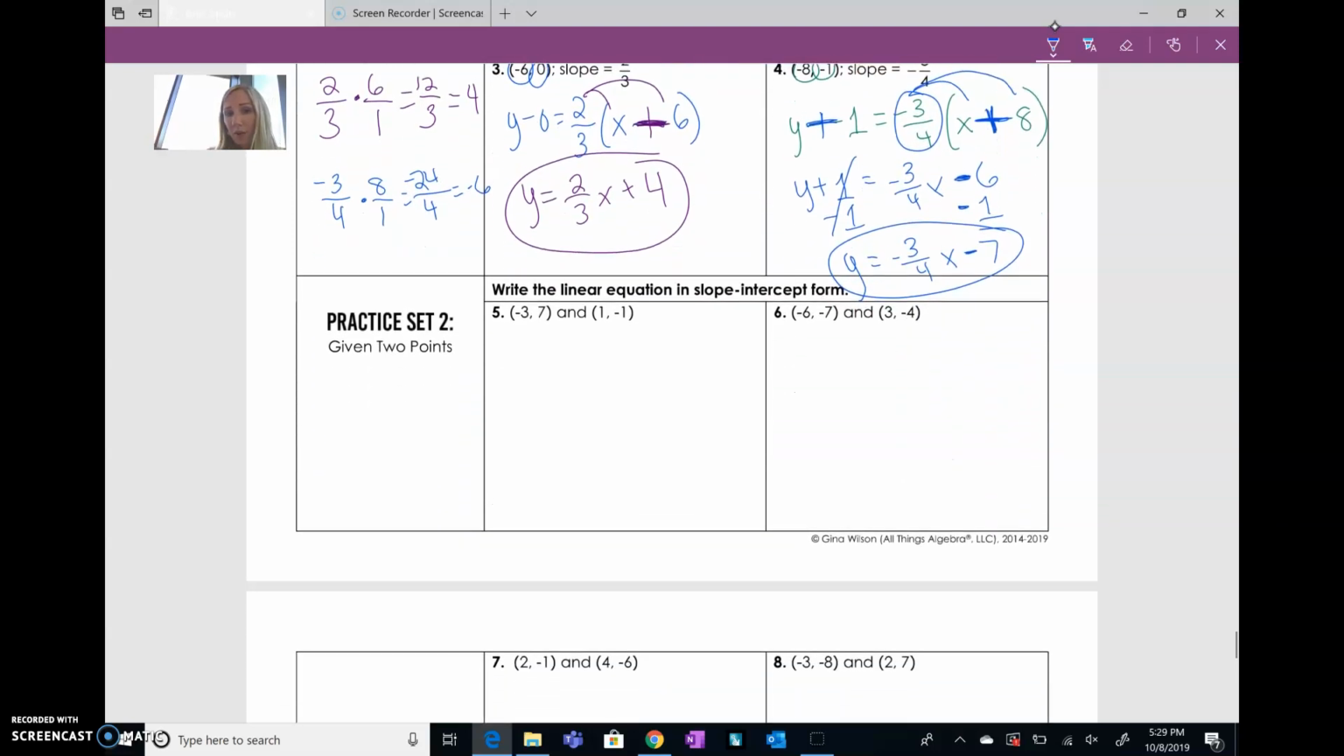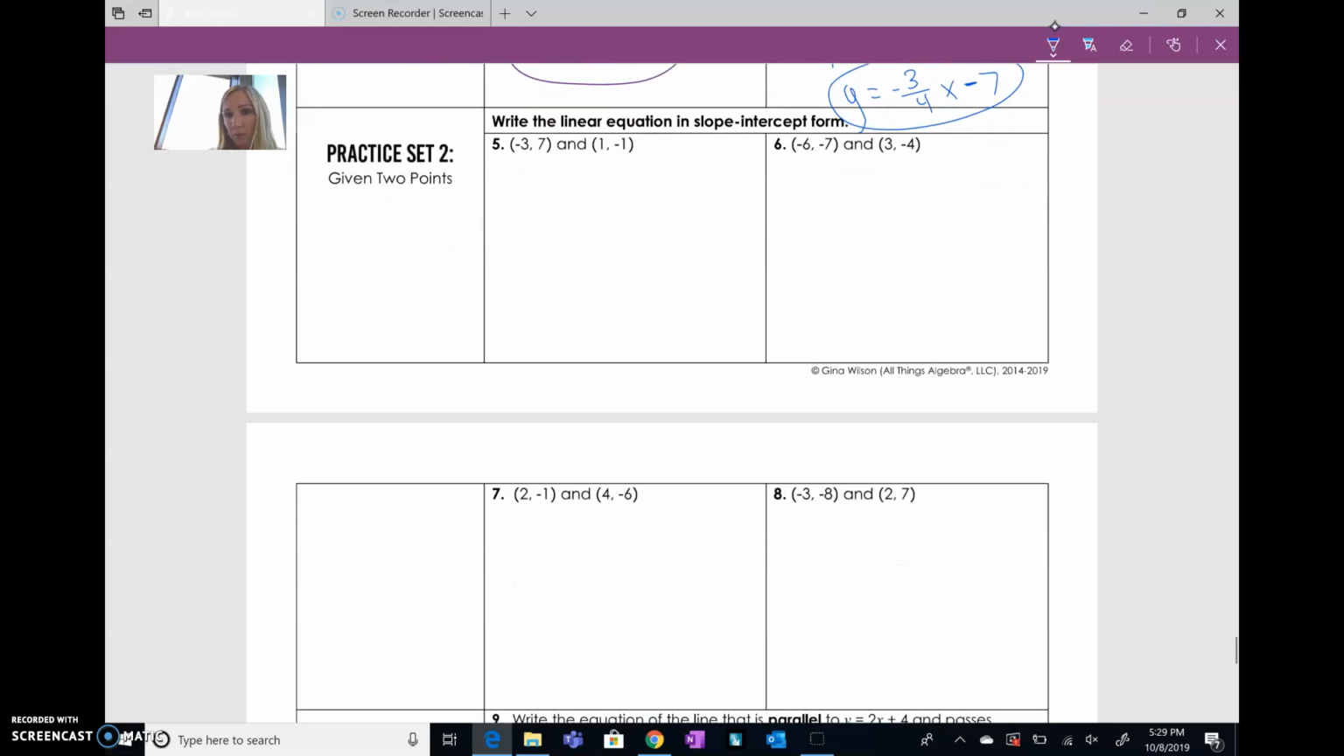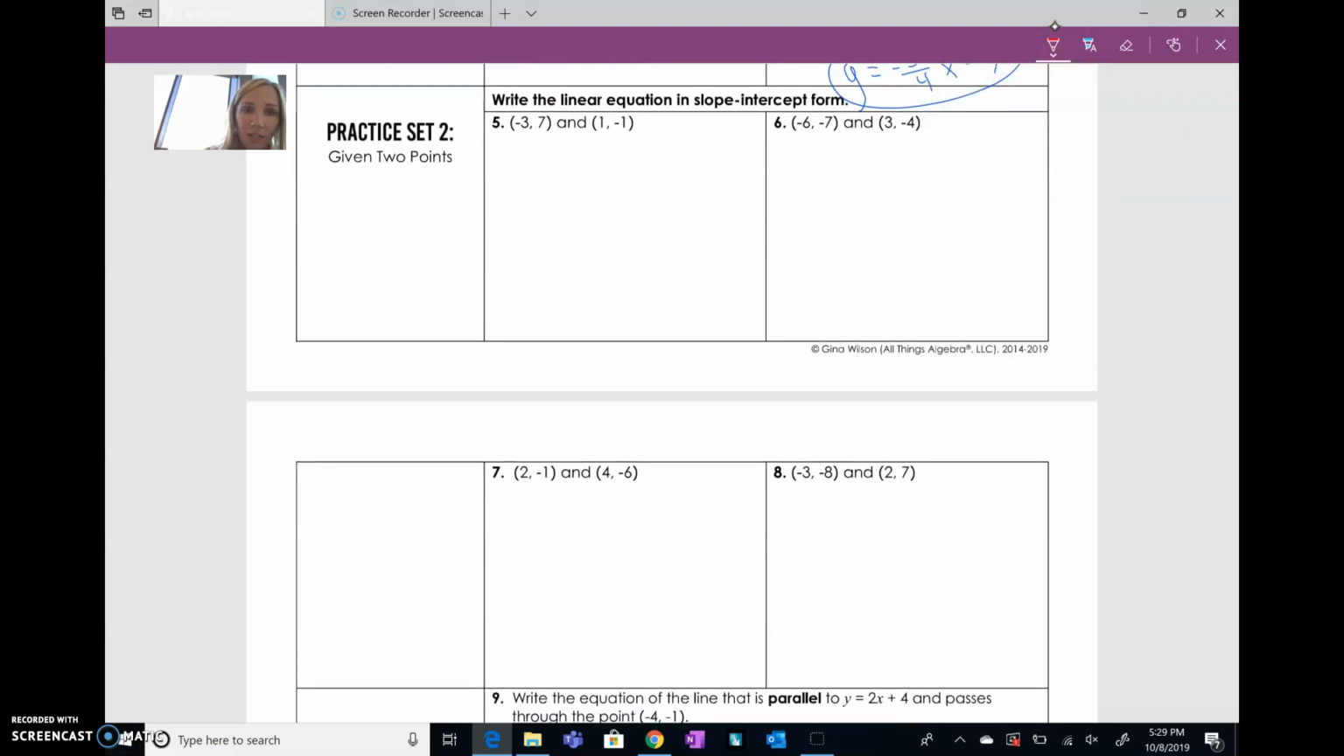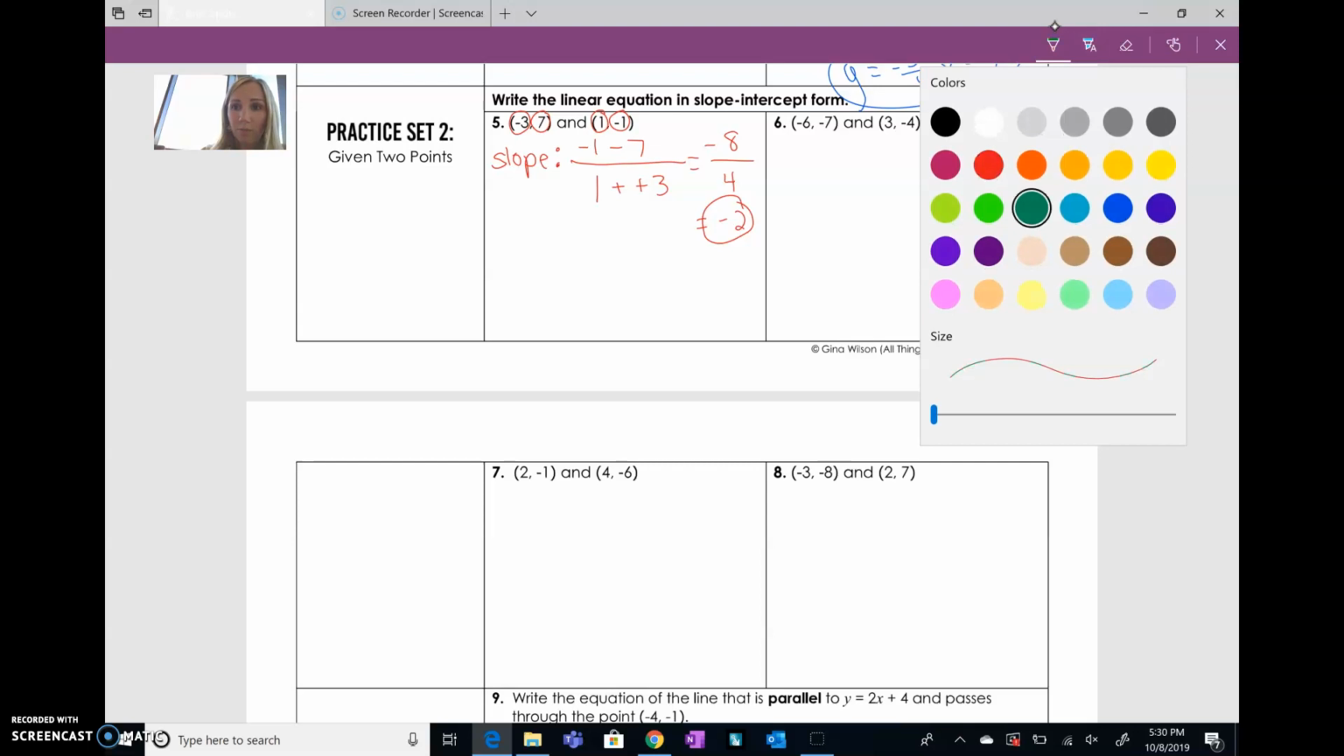Now, write the linear equation in slope-intercept form. Fancy. So the first thing we need is the slope. It's a little bit different than the other one. So you're going to do y2 minus y1, so negative 1 minus 7, and then x2 minus x1, so 1 minus negative 3. This is negative 8 over 4, and negative 8 divided by 4 is a negative 2. Okay, cool. So now I know my slope.